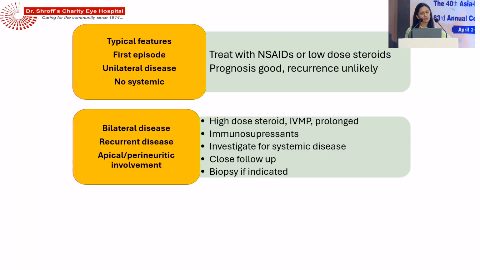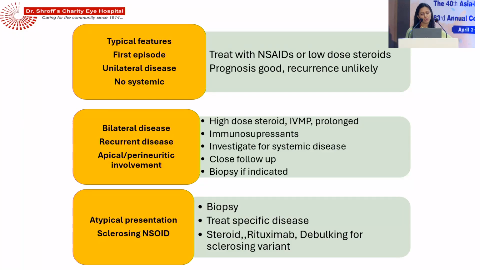But if it's a bilateral disease, there is a recurrent disease, or it's an atypical pattern of inflammation like what we saw, or it's a perineuritic inflammation where the optic nerve or visual function is affected, high-dose steroid is the treatment of choice. So IVMP is the treatment of choice. Many of them will need immunosuppressants, depending again on the severity of the inflammation. We need to investigate for systemic disease and keep the patient on close follow-up. If it's coming back, typically more than 2 or 3 recurrences per year is an indication for going for biopsy. And if on biopsy we find a specific cause like Wegener's or sarcoidosis or any other cause, we then treat the specific cause for the inflammation.